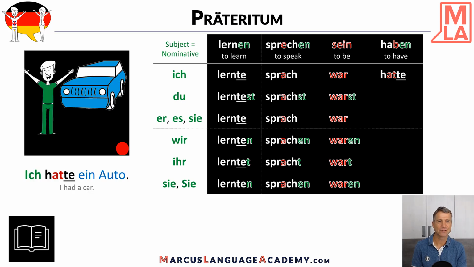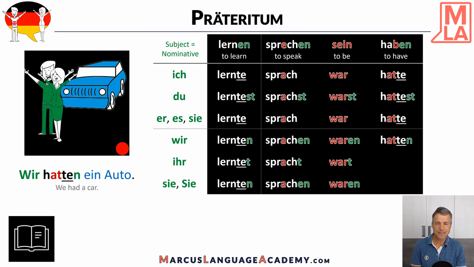Ich hatte. Here the b disappears, so it's irregular, and we add te. It's a little bit strange, a little bit special, but just remember: ich hatte ein Auto, I had a car. Du hattest ein Auto, you had a car. Er hatte ein Auto, he had a car. Wir hatten ein Auto, we had a car. Ihr hattet, with the t at the end, ihr hattet ein Auto. And sie hatten ein Auto.